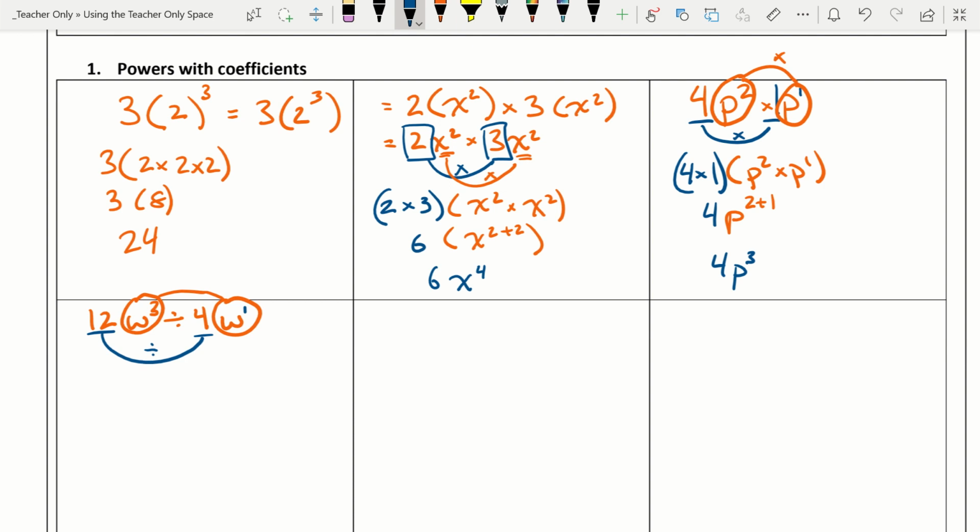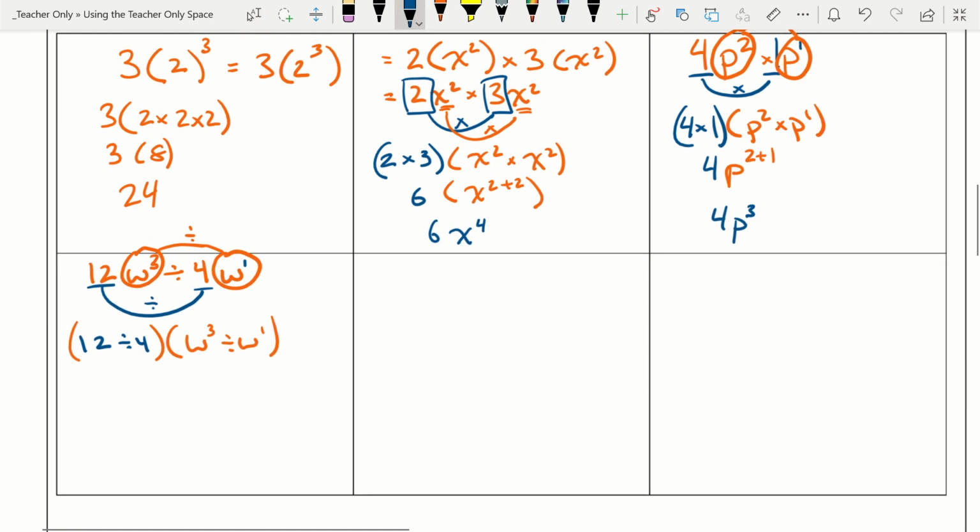Divide the powers, and so divide the coefficients and divide the powers. So that looks like 12 divided by 4, and that's going to be w cubed divided by w to the 1. 12 divided by 4 is 3. And then we rewrite w cubed minus 1, which gives us our final answer of 3w squared.